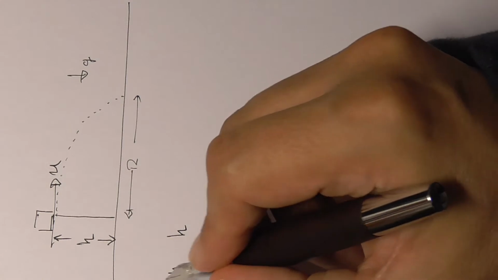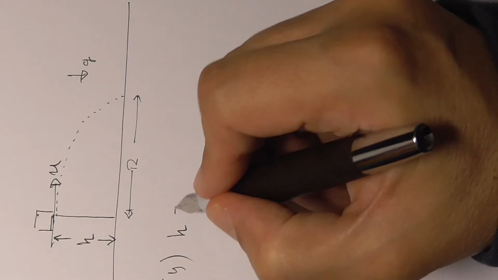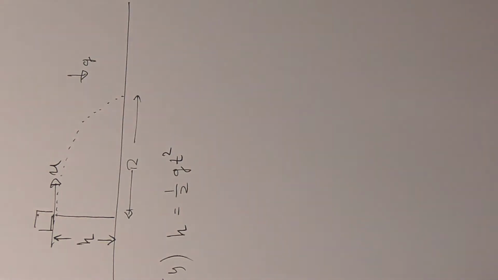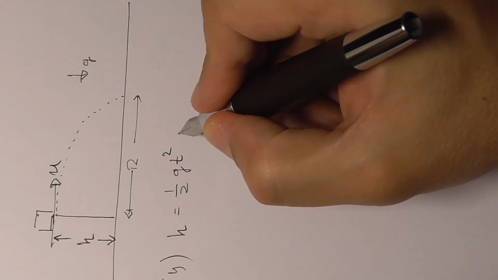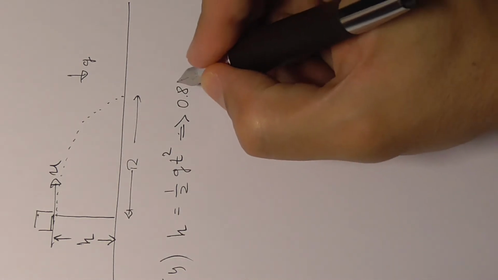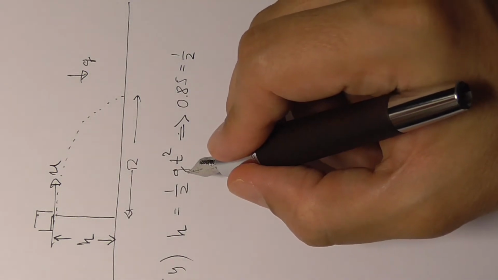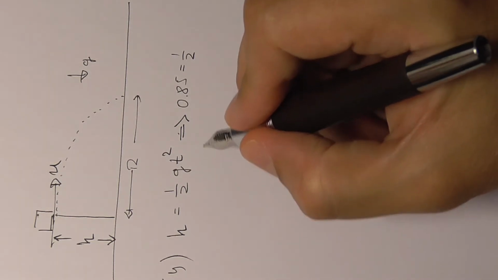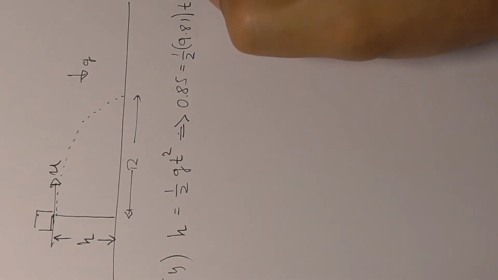So, for the motion in the y-axis, I can write h is equal to 1/2 g t squared. Okay, I will substitute the values. Therefore, 0.85 meters is equal to 1/2 times g. Now for g, I'm not given any other value, 10 for example, so I have to use 9.81, which is actually taken from the data booklet, and t squared.